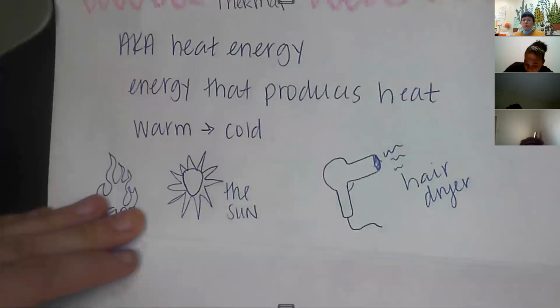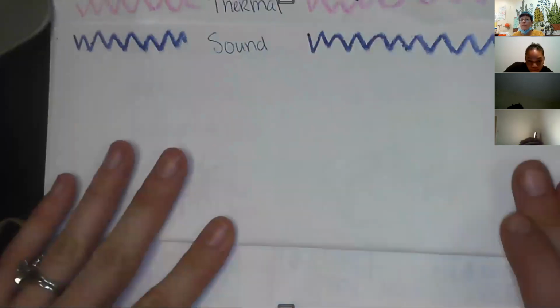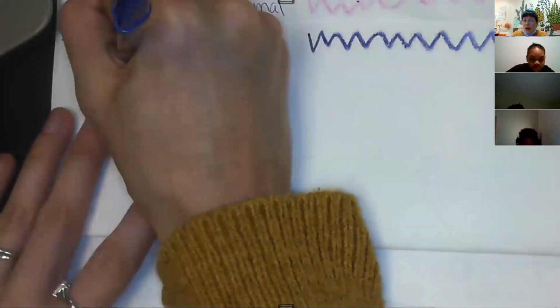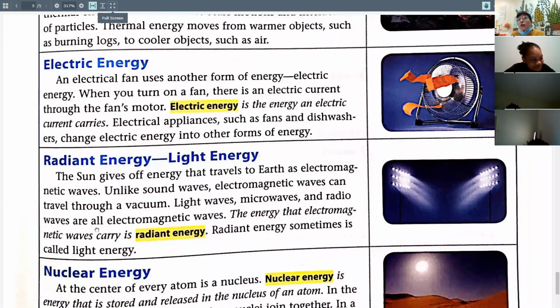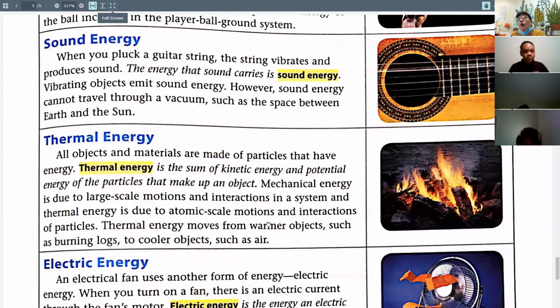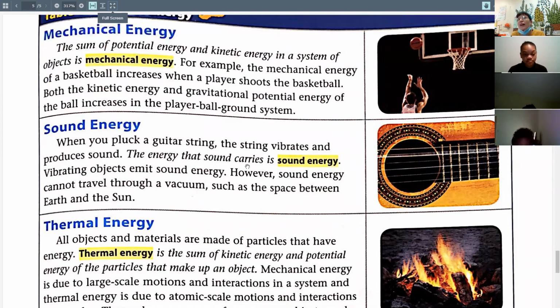Sound. If I look back on my notes in our textbook, electrical was the energy that an electric current carries. Radiant is light waves, microwaves, radio waves, electromagnetic waves. So it's that energy inside those waves. Thermal is the sum of kinetic and potential energy that make up an object. But the idea is it's that heat that's inside the object. And sound energy, that energy that sound carries, vibrating objects.